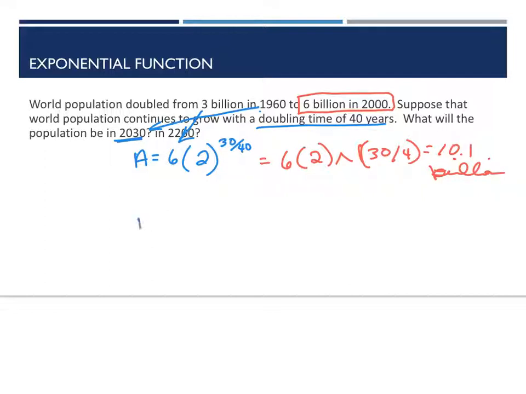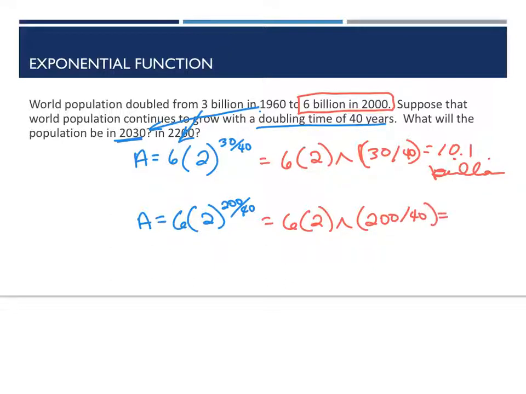In 2200, that's 200 years later, with a doubling time of 40 years. All you got to do is make sure you get that fraction right side up, not upside down. The number of years you're talking about divided by your doubling time. Yeah, I made a boo-boo up above. Writing too fast.